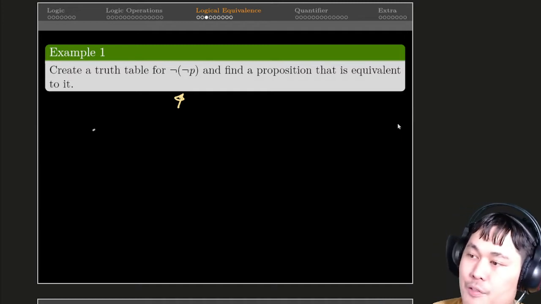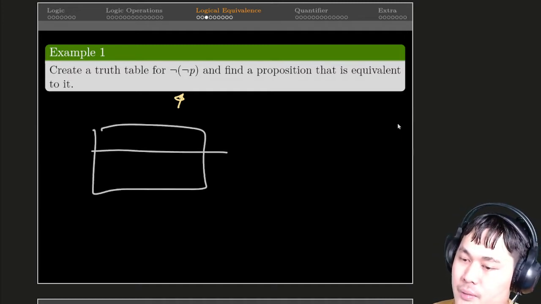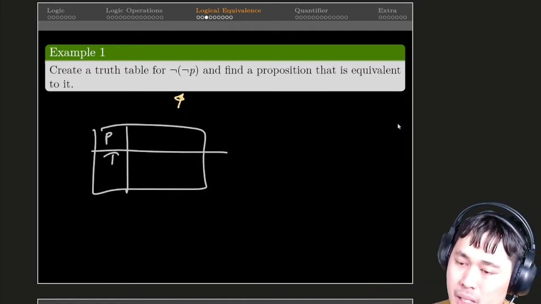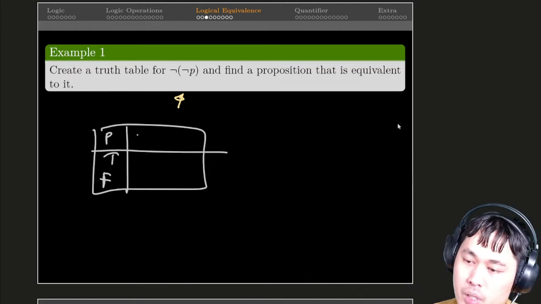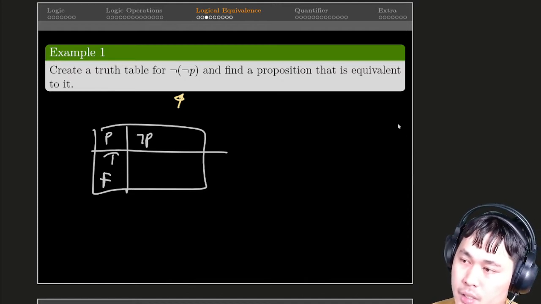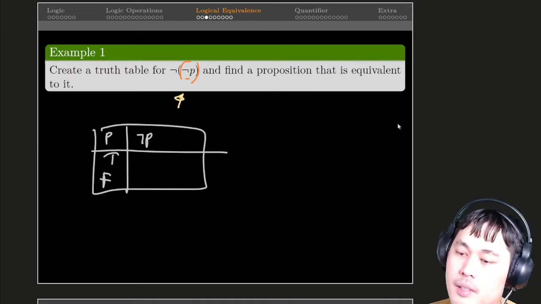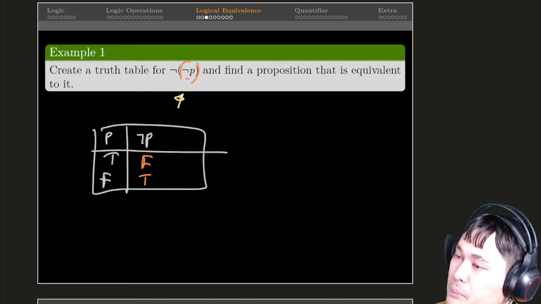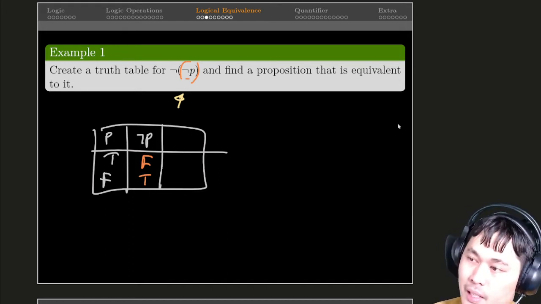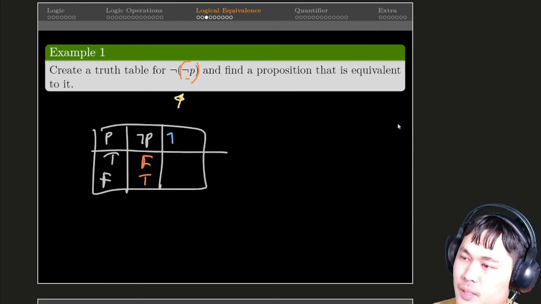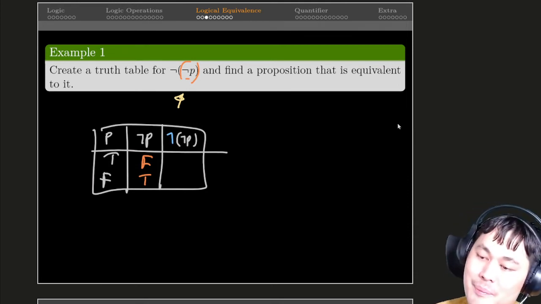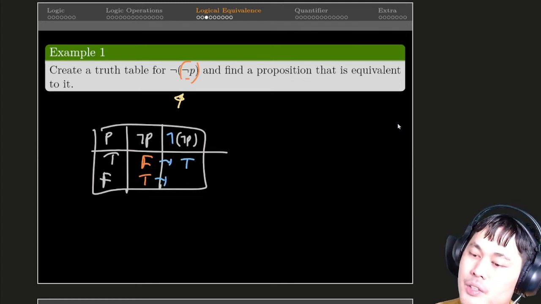But let's start from this one. There's only one proposition P. It can be either true or false. And that's the inner part. We start from inside the parentheses first. Then we flip the truth value, so true becomes false and false becomes true. And then in the next step we do that again. We flip it one more time. So false becomes true, true becomes false.